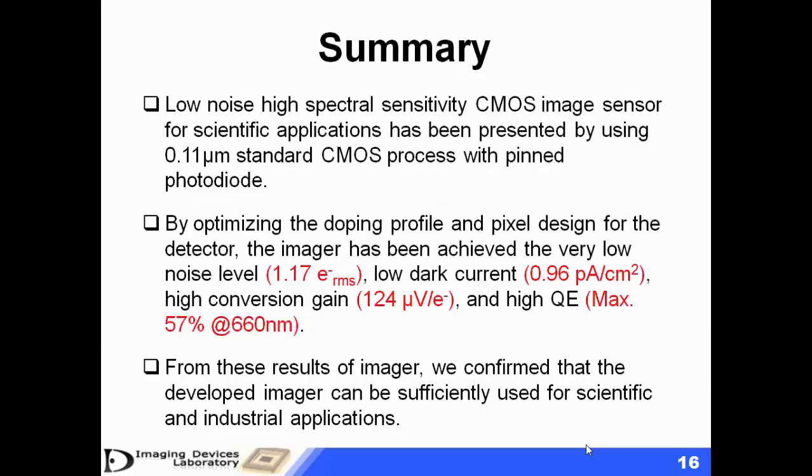And I would like to summarize in this slide. By optimizing the doping profile and the pixel design for the detector, the image sensor has achieved a very low noise level, actually an input-referred noise of 1.17 electrons, and low dark current, high conversion gain and high quantum efficiency. From these results, we confirm that the developed image sensor can be sufficiently used for scientific or industrial applications.